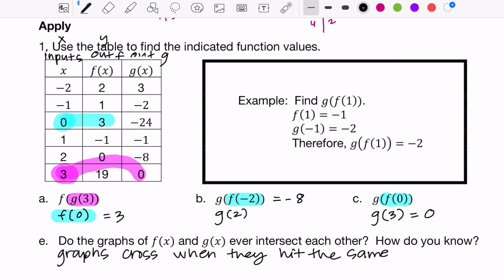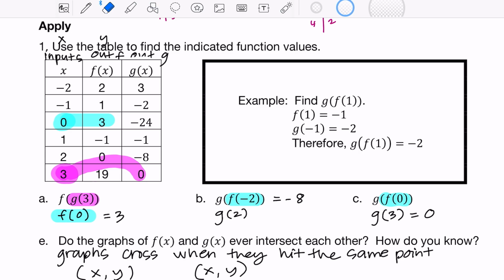If they hit the same point, then the coordinates of that point for the first graph and the coordinates for the point on the second graph will be exactly the same. So what we need to do is take a look at our table and see the x coordinates we don't have to worry about because they're the same for both graphs. But what we want to look at is the y coordinates, and we want to look and see, is there a place where either of the numbers are the same? So this y is different from this y. This y is different from this y. This y is different from this y.